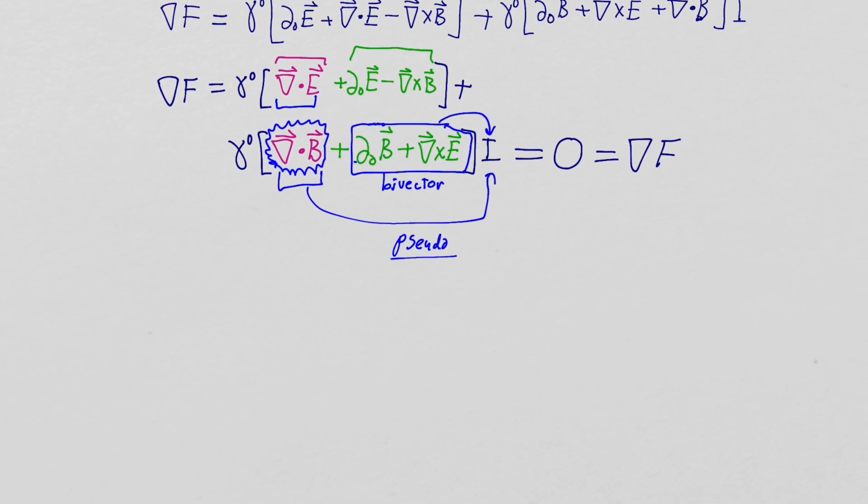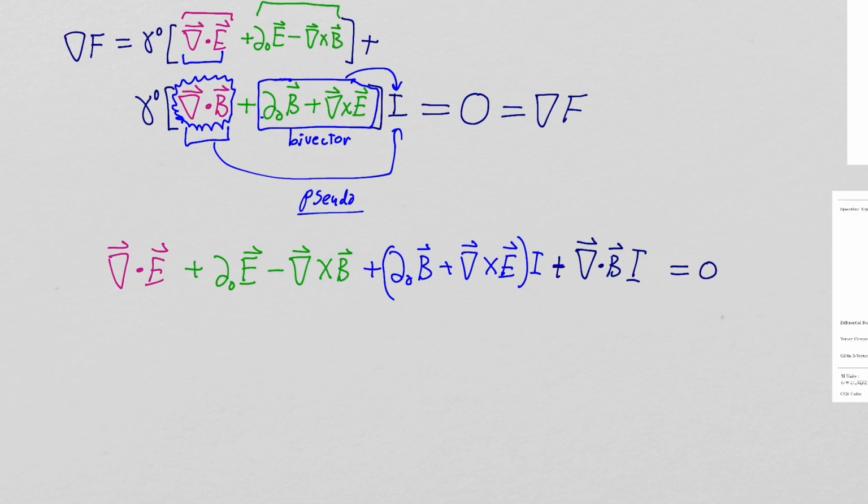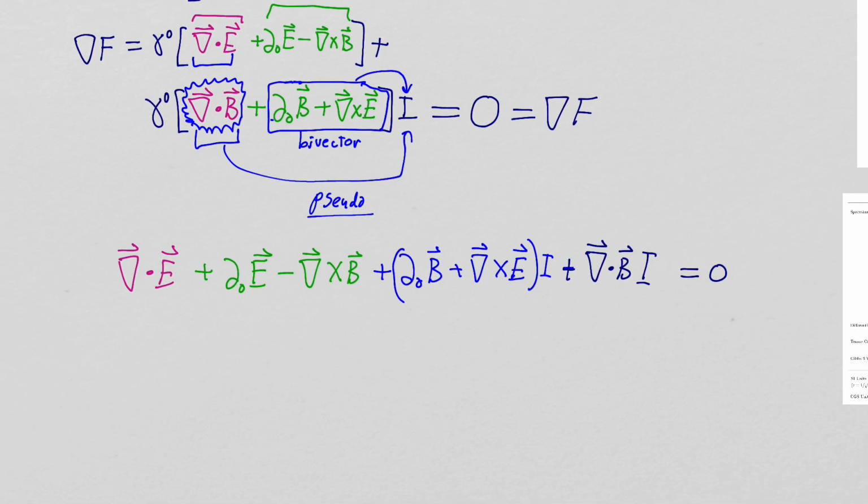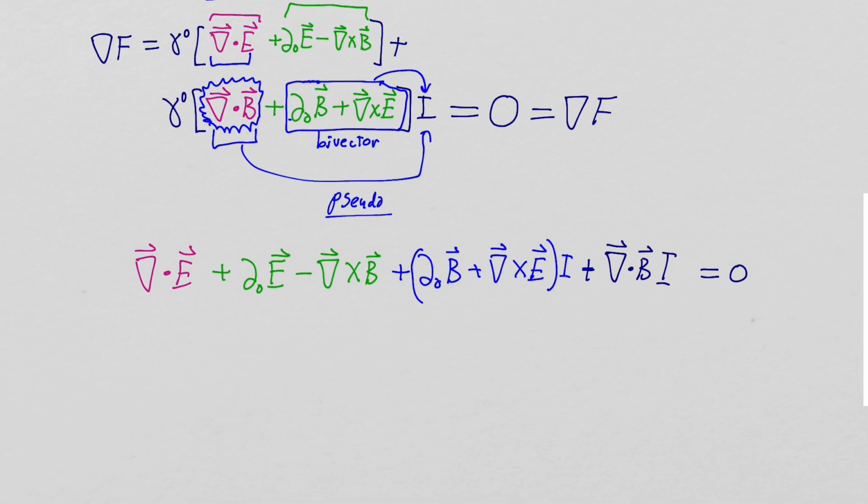So let's write that out. And so once I've done that, I end up with the scalar part in red, the vector part in green, the bivector part in blue, and the pseudoscalar part in black, and each all equals 0. And of course, the next step should be somewhat obvious, is that in order for this to ever be true, each one of these parts has to equal 0 by itself. So I immediately recreate Maxwell's equations in a vacuum.